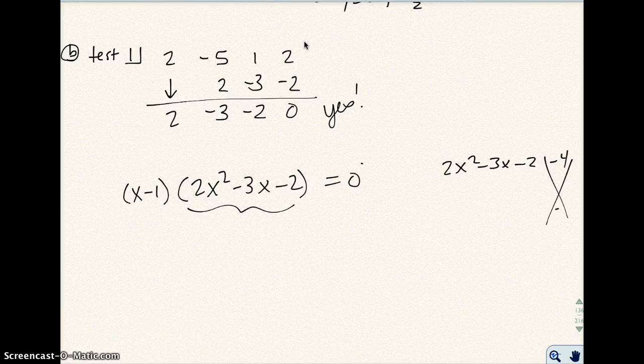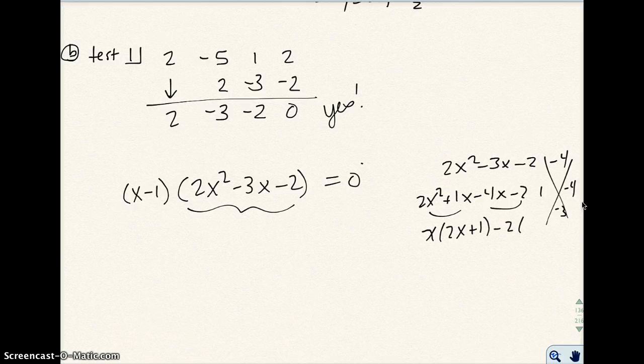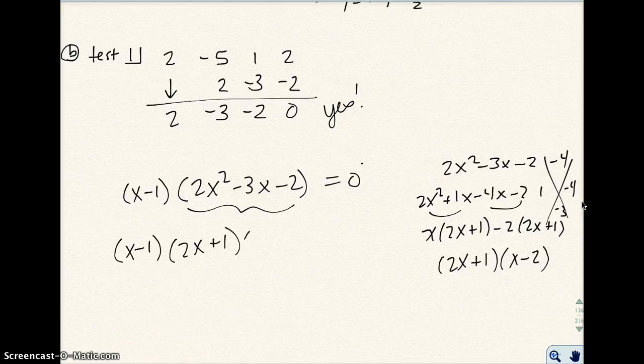So I get negative 4 and 1. These two multiply to give me this and add to give me this. I get 2x squared plus 1x minus 4x minus 2. Factoring, I get x times (2x plus 1), minus 2 times (2x plus 1). I get (2x plus 1)(x minus 2). So my zeros are 1, negative 1 half, and 2.